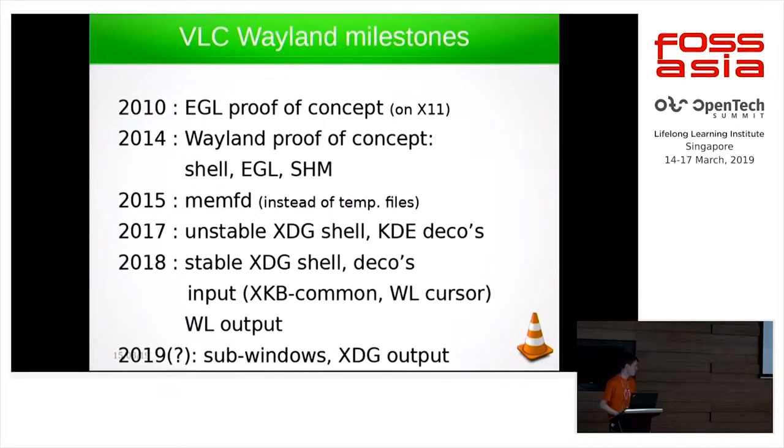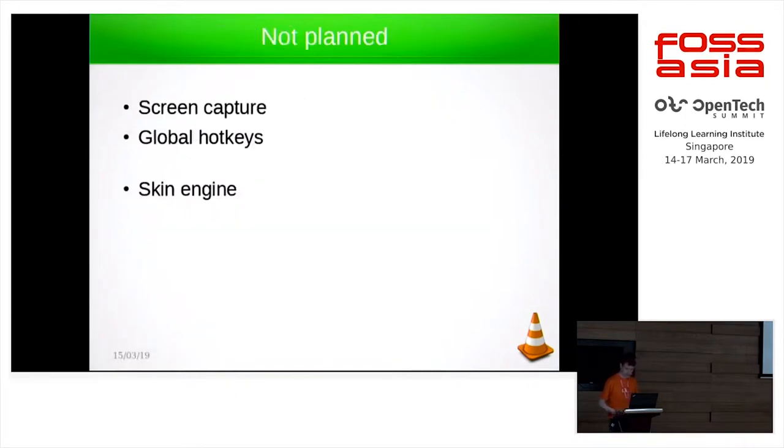Then the stable version a year later, and also last year we finally got input working, which means that you can actually use your mouse and your keyboard with VLC on Wayland, and you also have the cursor working. So hopefully this year we'll get it in a usable shape, and it should be shipping in 4.0. But this has been really, really slow, as you can see.